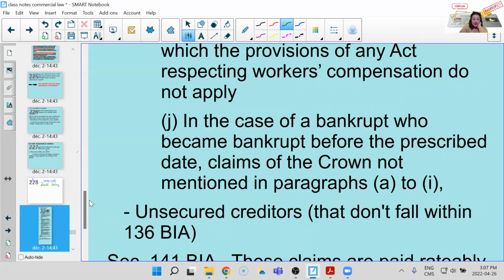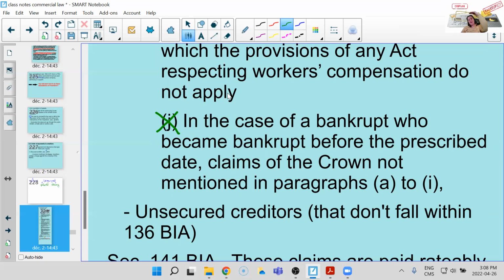The last one is J, and let me do this again. It says in the case of a bankrupt who became bankrupt before the prescribed date, claims of the Crown not mentioned in paragraphs A to I. The prescribed date is November 30th, 1992. So these would apply to corporations that will never pay. I'm not training you to become trustees, so concentrate on the rest. You'll see the different problems that we'll do.